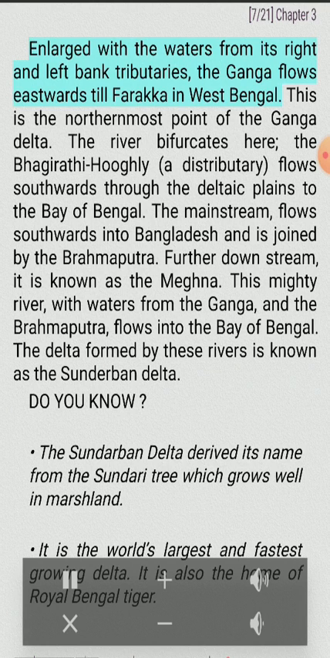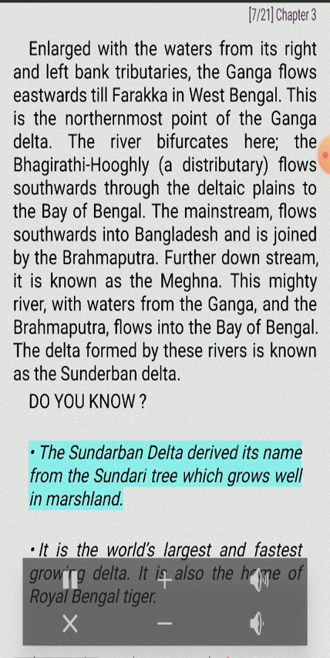Enlarged with the waters from its right and left bank tributaries, the Ganga flows eastwards till Farakka in West Bengal. This is the northernmost point of the Ganga Delta. The river bifurcates here. The Bhagirathi-Hooghly flows southwards through the deltaic plains to the Bay of Bengal. The mainstream flows southwards into Bangladesh and is joined by the Brahmaputra. Further downstream, it is known as the Meghna. This mighty river, with waters from the Ganga and the Brahmaputra, flows into the Bay of Bengal. The delta formed by these rivers is known as the Sundarban Delta.